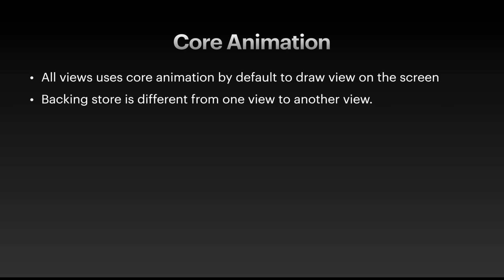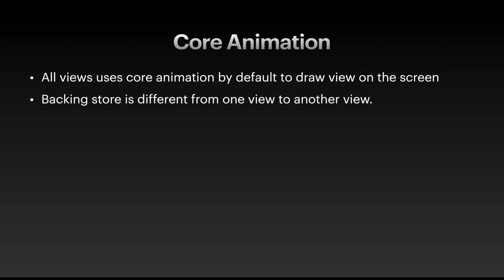So the backing store is different from one view to another. Displaying text on the screen, displaying an image on the screen, and displaying different content on the screen depends on the view. So the backing store, and the graphic hardware software and components of core animation, are different from view to view and depend on the view.